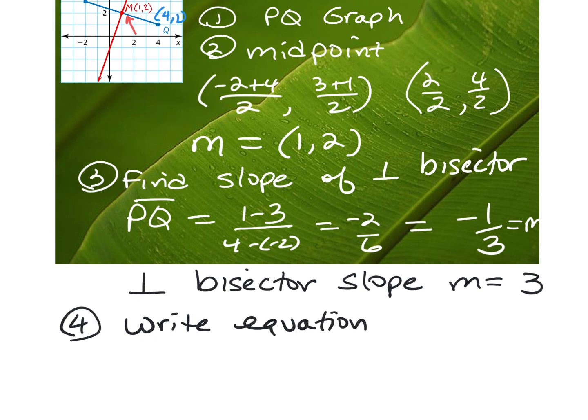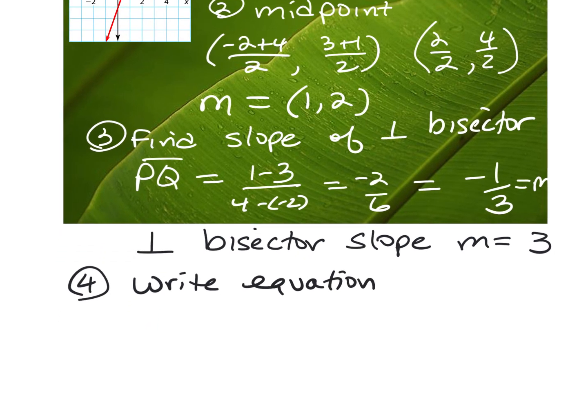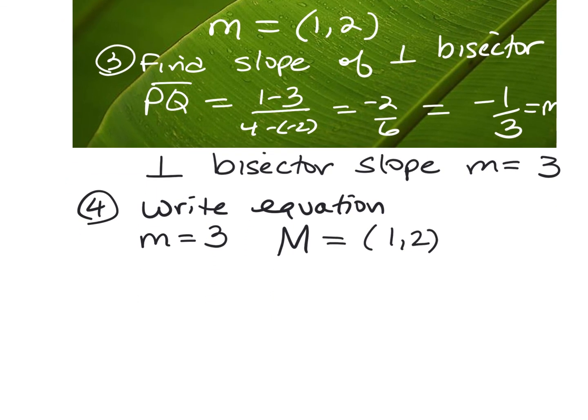So I'm using my newly found slope, and then I'm going to use one of the ordered pairs. Actually, I have to use the midpoint. So I'm going to be using the slope that I just found, and I'm going to be using the midpoint, which was the ordered pair (1, 2). I'm going to plug it into y equals mx plus b. Now you could have also plugged it into point-slope. That works as well. So remember, this is x, this is y, and then this was your m.